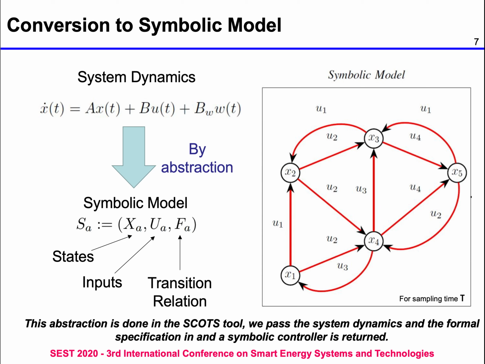So on the right hand side, you can see a diagram. For example, state x2 transitions to state x3 using input u2. The arrow represents the transition and the circle represents the state. The inputs are written on each line. This abstraction is done in the SCOTS tool. We pass in the system dynamics and the formal specification, and then we are returned a symbolic controller.